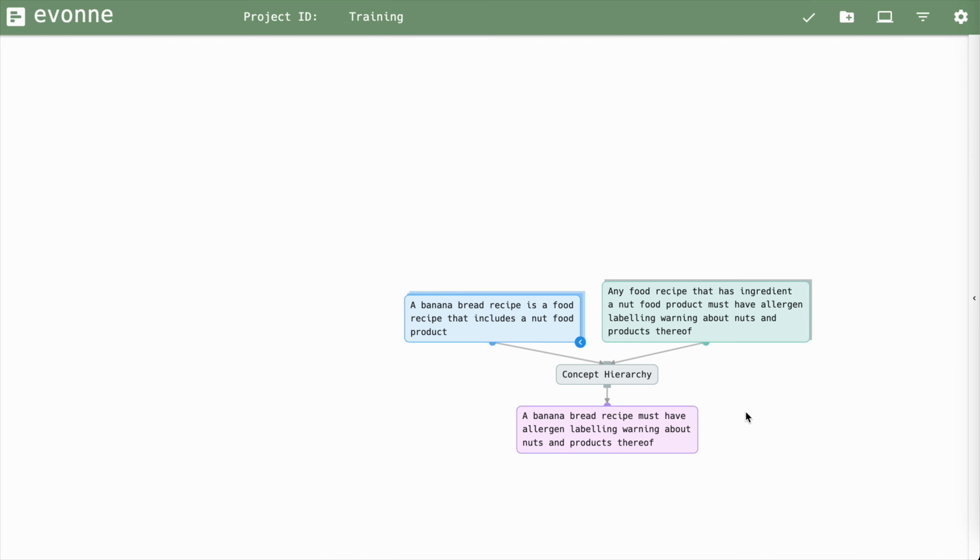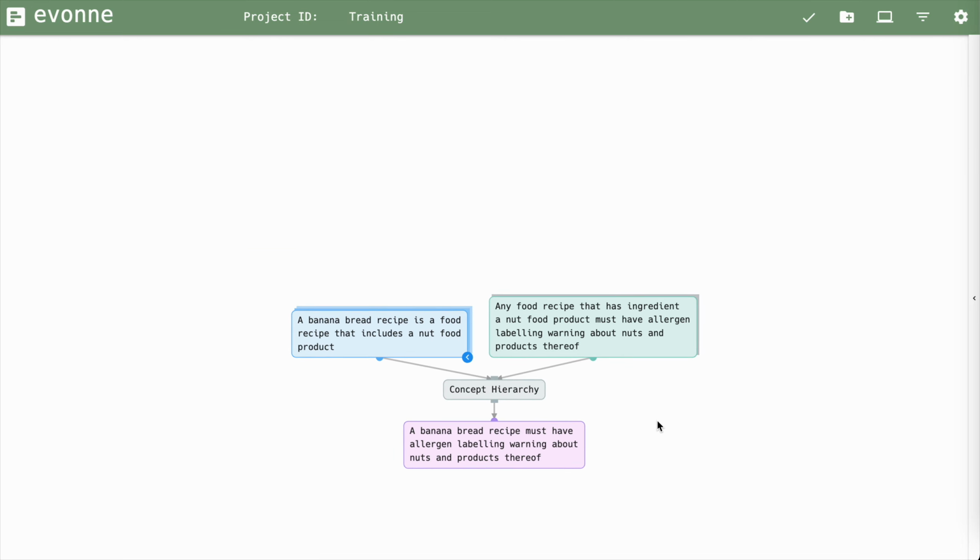proof tree. The first level shows that the conclusion comes from two statements. A banana bread recipe is a food recipe that includes a nut food product, in blue, and any food recipe that includes a nut food product must have an allergen labelling warning about nuts and products thereof, in green.